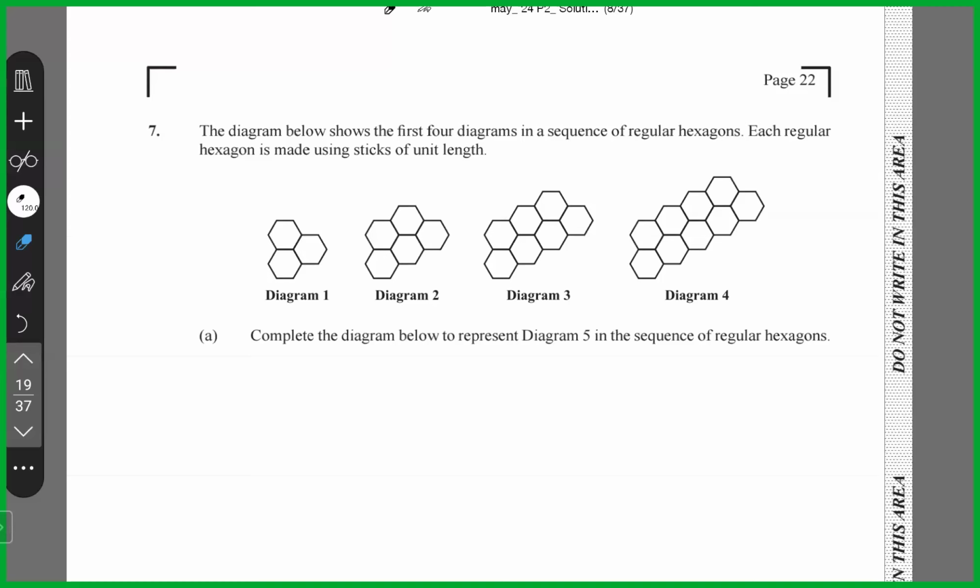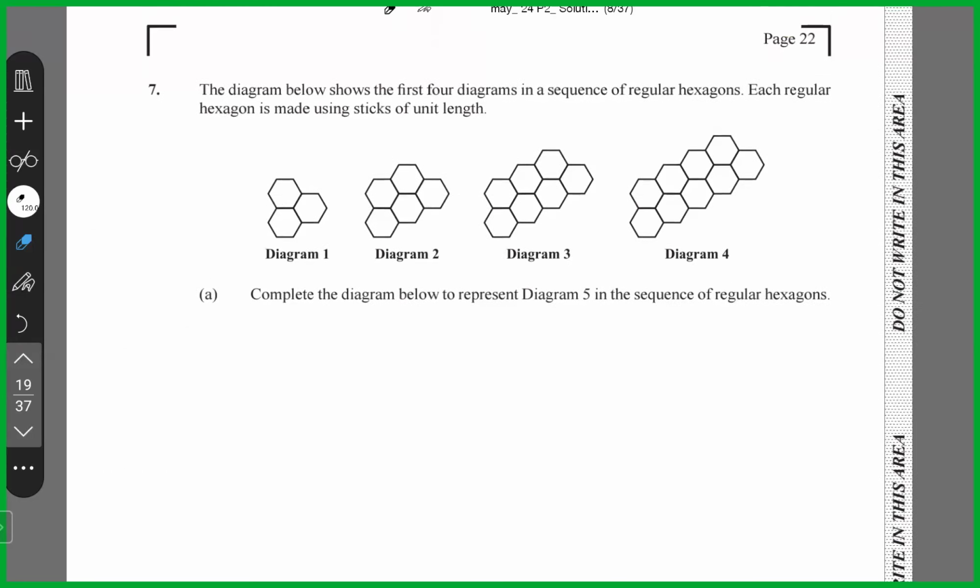Question number 7 says the diagram below shows the first 4 diagrams in a sequence of regular hexagons. Each regular hexagon is made using sticks of unit length. You have diagrams 1, 2, 3, 4. You have to complete the diagram below to represent diagram 5 in the sequence of regular hexagons.